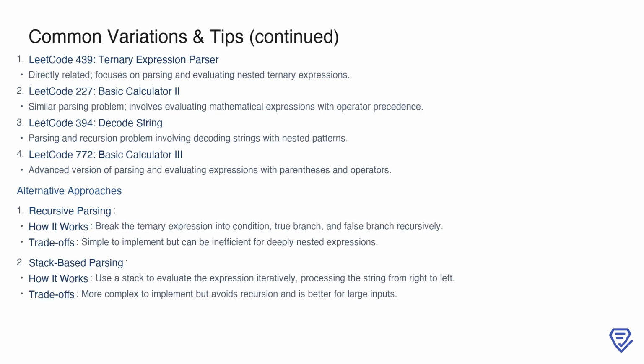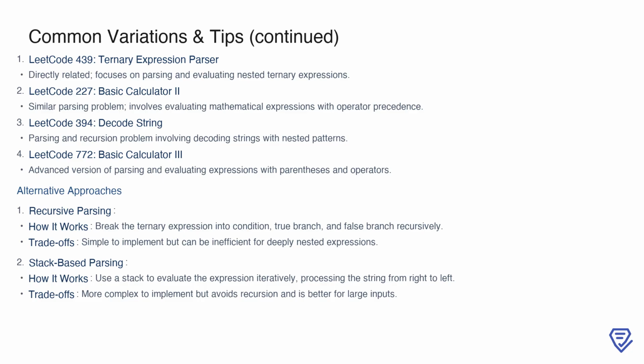There are several related problems that can help strengthen your understanding of this topic. For instance, LeetCode 439, the ternary expression parser, directly addresses parsing and evaluating nested ternary strings. LeetCode 227, Basic Calculator 2, is another similar problem, focusing on evaluating mathematical expressions while managing operator precedence. LeetCode 394, Decode String, involves parsing and recursion as well, but in the context of decoding nested string patterns. Lastly, LeetCode 772, Basic Calculator 3, is a more advanced variation that includes parentheses and complex operators.